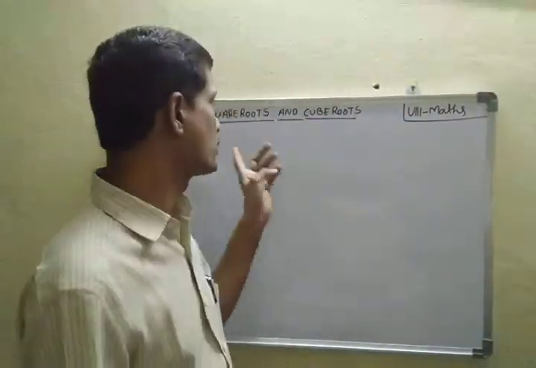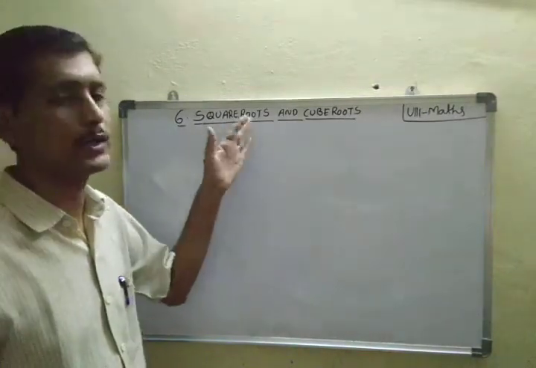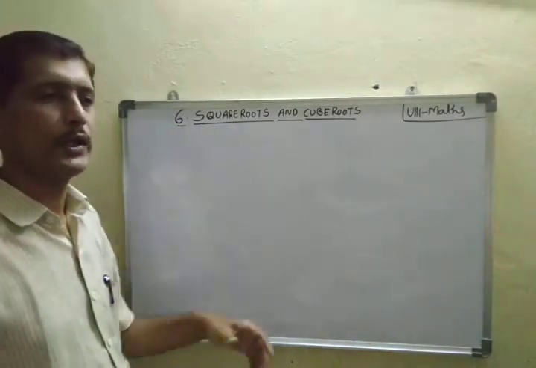This is the 6th chapter, that is square roots and cube roots. In this, what is a square? What is a square root? What is a cube and a cube root?